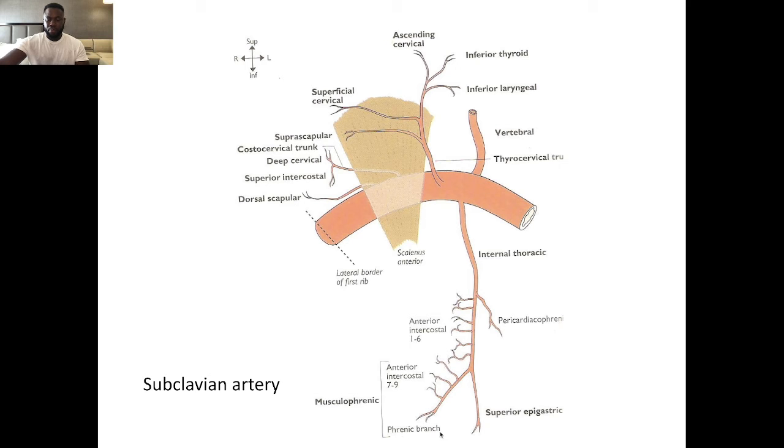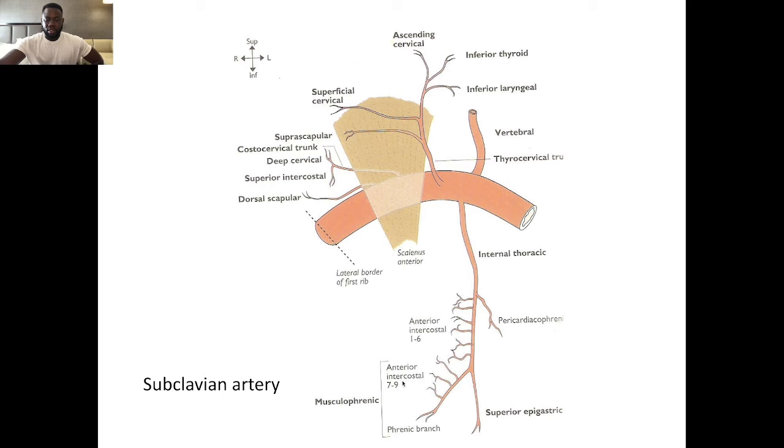Now let's look at other branches. We have the phrenic branch, going to the diaphragm, and also the superior epigastric branch. If you've come across the inferior epigastric, that is a demarcation to differentiate some hernias, and it also supplies the lower abdomen. This is the superior epigastric, coming from above, and so this is it.